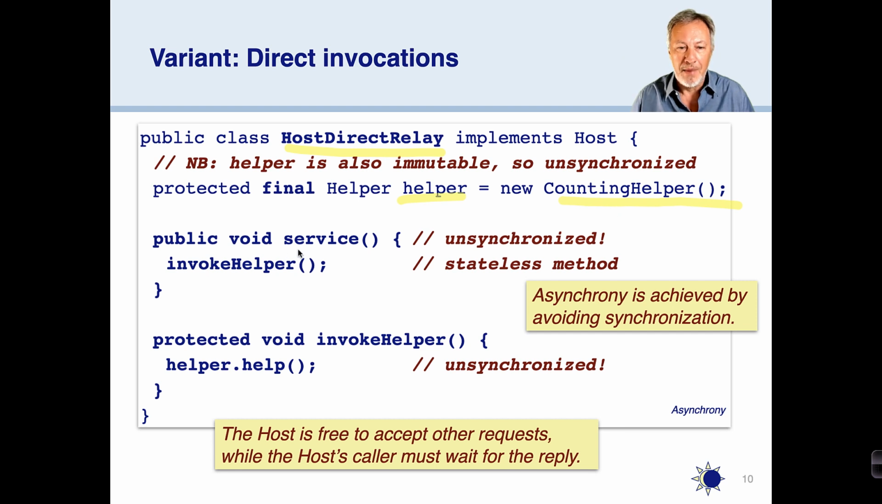Here we then get some asynchrony by the fact that the service doesn't have to be synchronized. So this is related to the immutability pattern that we saw some weeks ago. So we directly invoke the helper, and then the invoke helper is also unsynchronized code. As a consequence, we get asynchrony. You might wonder, where does the asynchrony come in? By the fact that the host direct relay doesn't have any synchronized code whatsoever, so that means it's able to accept multiple requests in parallel.